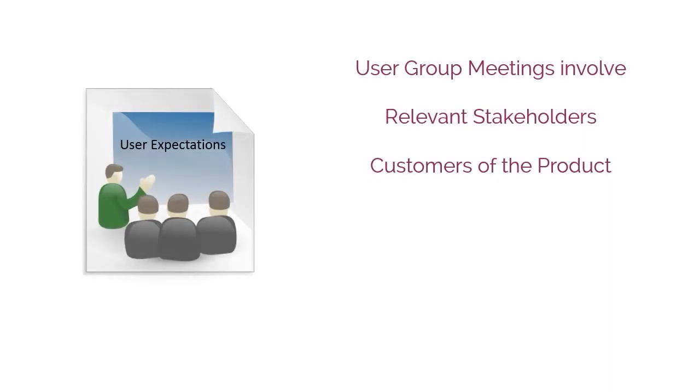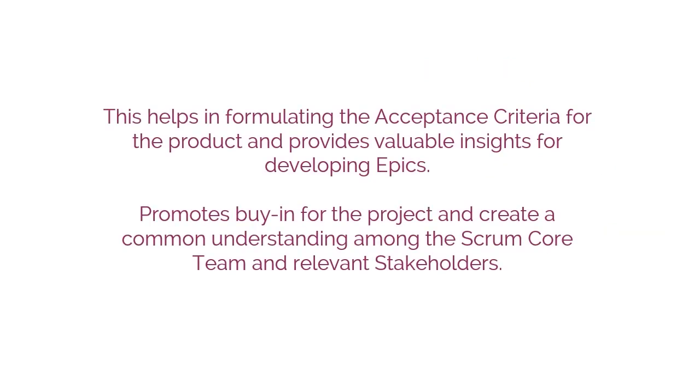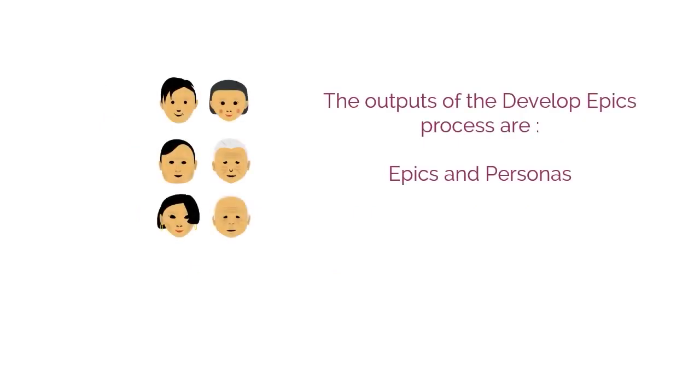User Group Meetings involve relevant stakeholders who are primarily users or customers of the product. They provide the Scrum Core team with first-hand information about user expectations. This helps in formulating the acceptance criteria for the product and provides valuable insights for developing epics. These meetings also promote buy-in for the project and create a common understanding among the Scrum Core team and relevant stakeholders. The outputs of the Develop Epics process are epics and personas.